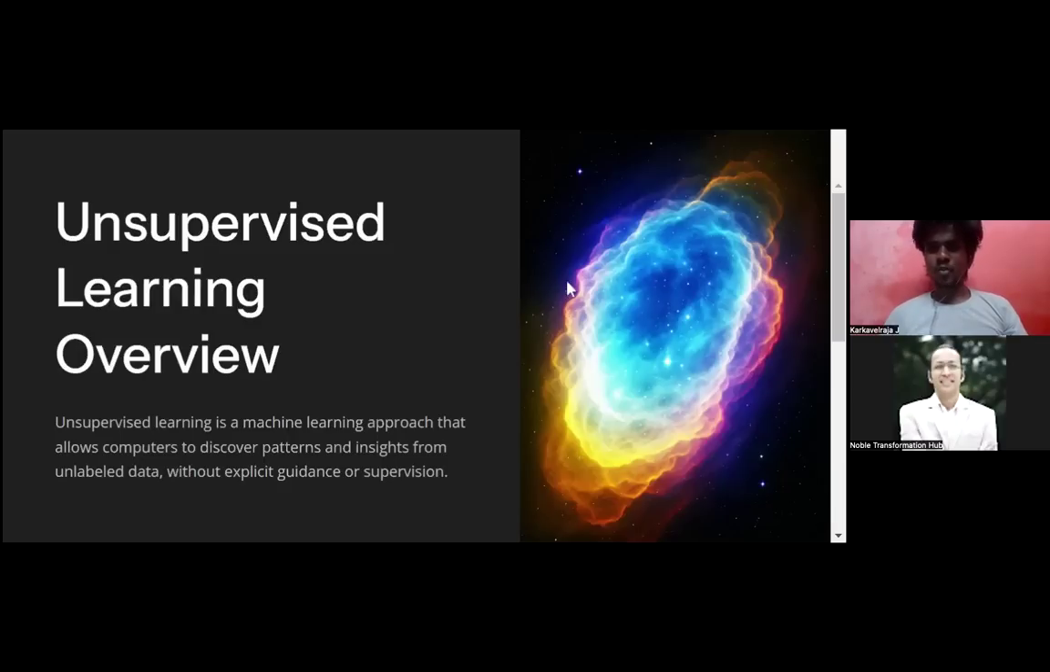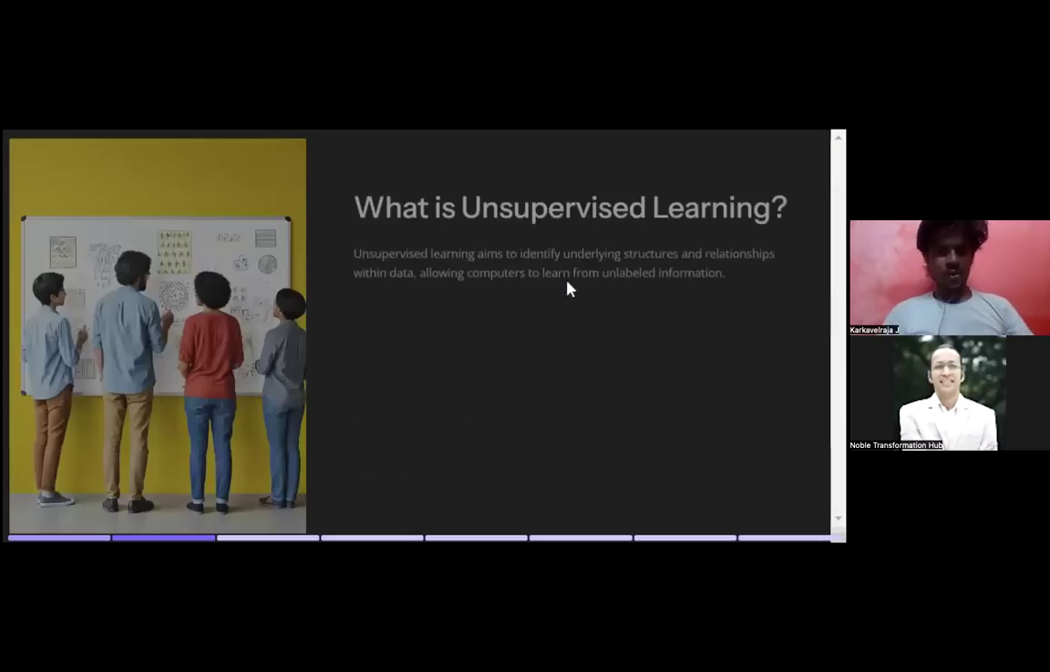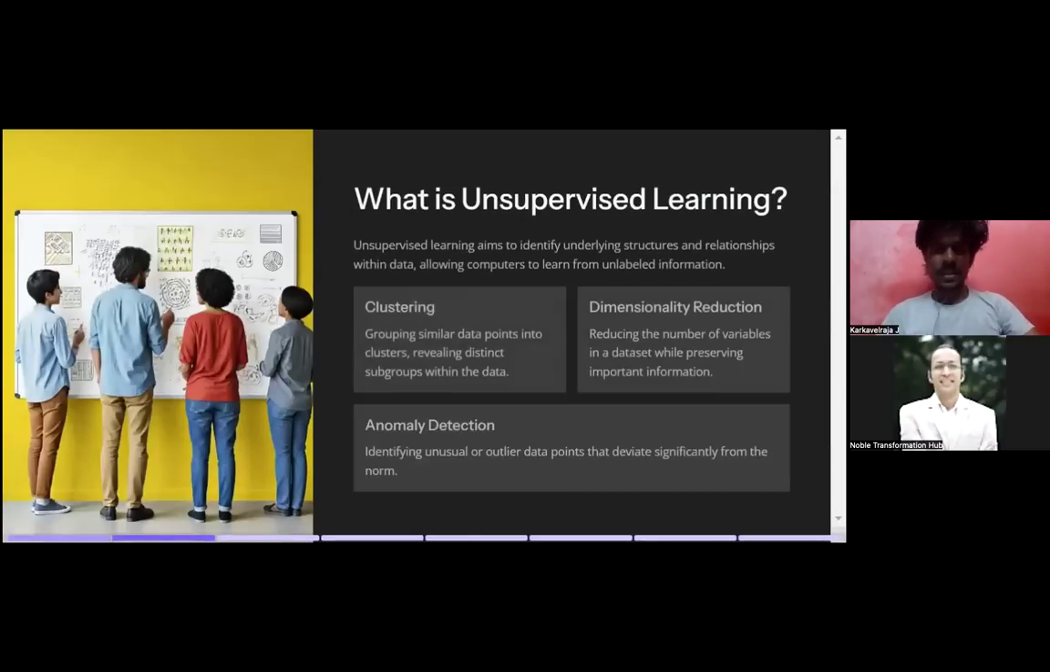Let's move on. What is unsupervised learning? Let's extend the concept. Unsupervised learning aims to identify underlying structures and relationships within data, allowing the computer to learn from unlabeled information. As we explained, we have unlabeled data and it's going to learn by itself in order to classify clusters. Let's see what types of unsupervised learning we have.